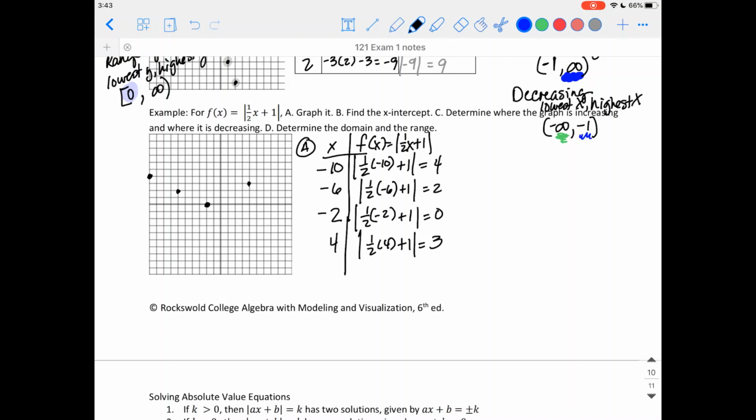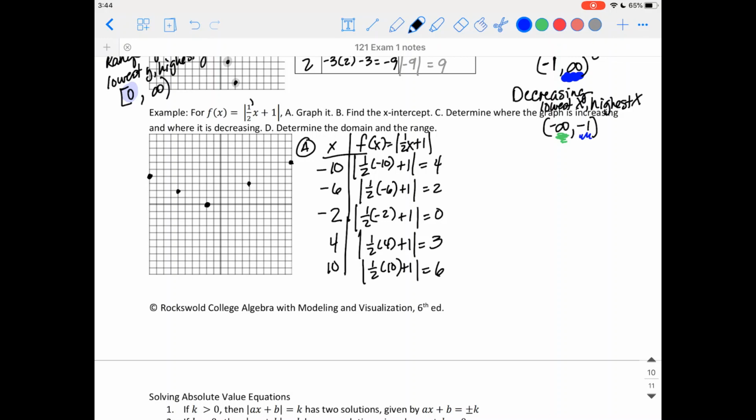And then for 10, half of 10 is 5 plus 1 is 6. Absolute value of 6 is 6. So for 10, I get 6. One, two, three, 4, 5, 6.